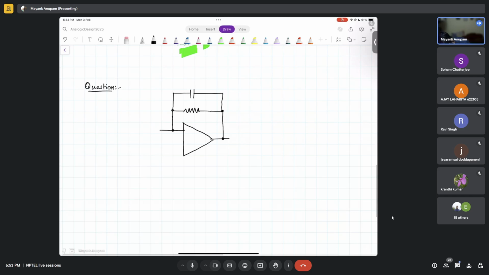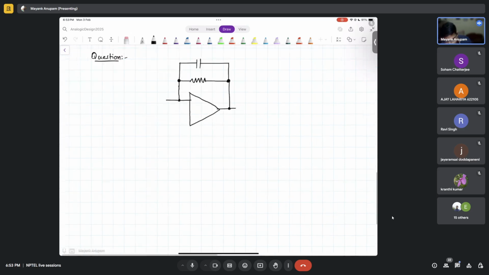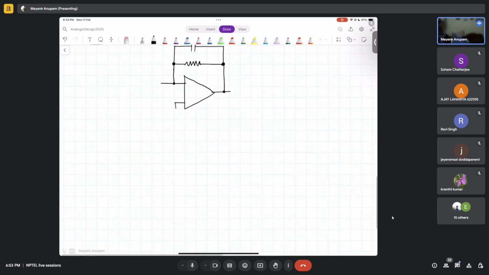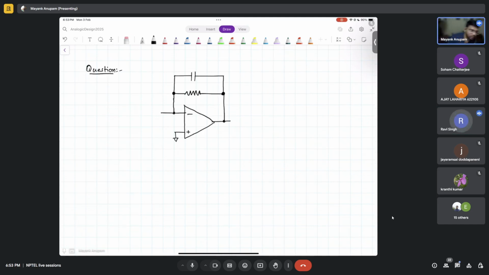By the way, why am I drawing these dots here? Can anyone say what is the purpose of these dots? Current division? These are junction dots. Okay, nodes. Yes, correct. So these are junction dots.